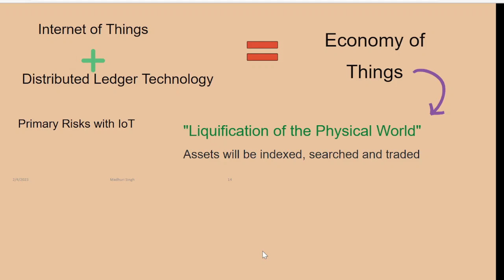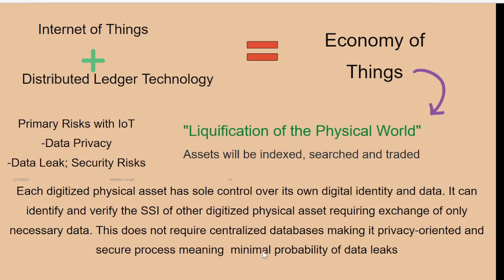Now, the economy of things, of course, is the result of the Internet of Things and distributed ledger technology. The primary risk with IoT is data privacy, data leaks and security risk. But under the economy of things, due to SSI, each digitized physical asset has sole control over its own digital identity and data. So it can identify and verify the SSI of other digitized physical assets, requiring the exchange of only necessary data. This does not require centralized databases, making it a privacy-oriented and secure process, meaning minimal probability of data leaks.